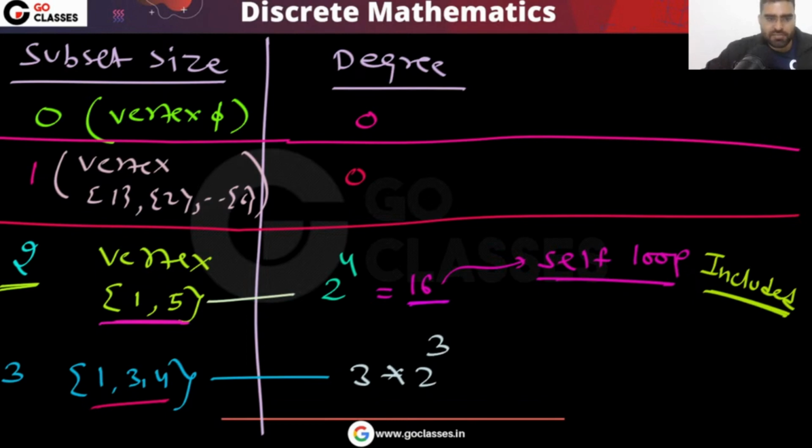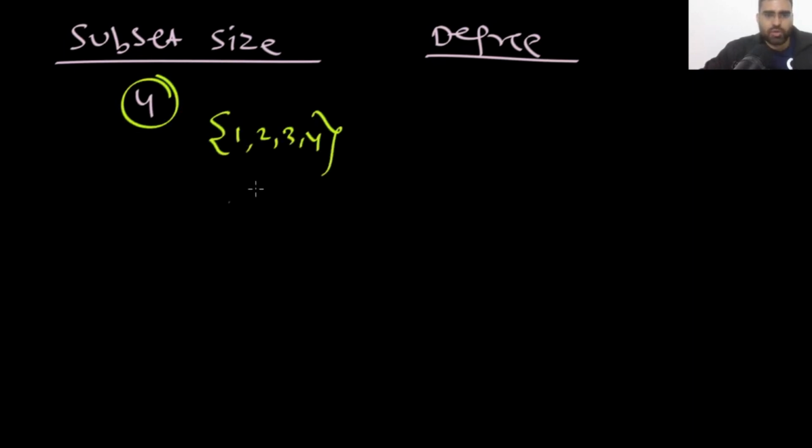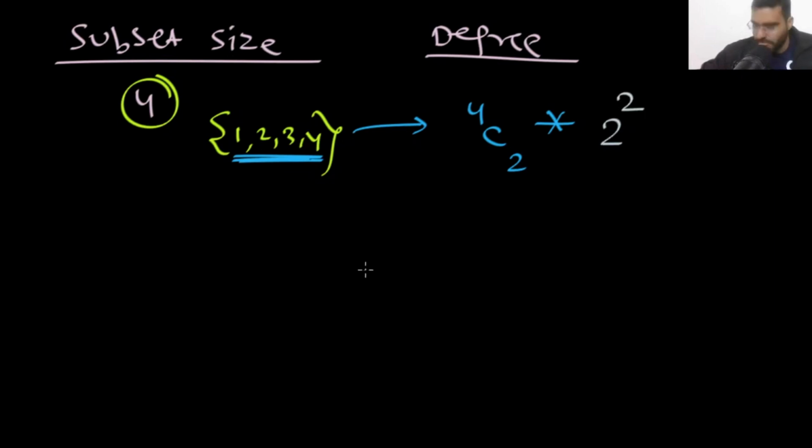If the subset size is 4, then what will be the degree? Consider this vertex, 1, 2, 3, 4. Again, what will be the degree? Very simple. From these you take 2 people, multiplied by the remaining 2 people, who have 2 choices. Yes or no?